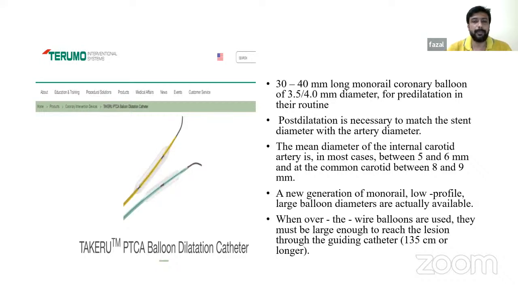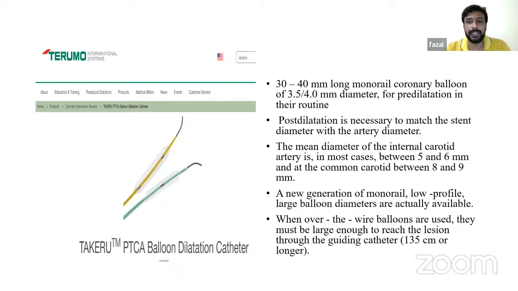So next, coming to the balloons. Generally we use the coronary balloons, and in this particular case we used a 2.5 into 4 balloon. Generally a 30 to 40 mm long monorail with a 3.4 into 4 mm diameter for pre-dilatation is the routine. It's completely operator dependent, where they use different balloons, and post dilatation is necessary sometimes to match the stent diameter with the artery diameter. Sometimes people say pre-dilatation sometimes, so this is a controversial area.